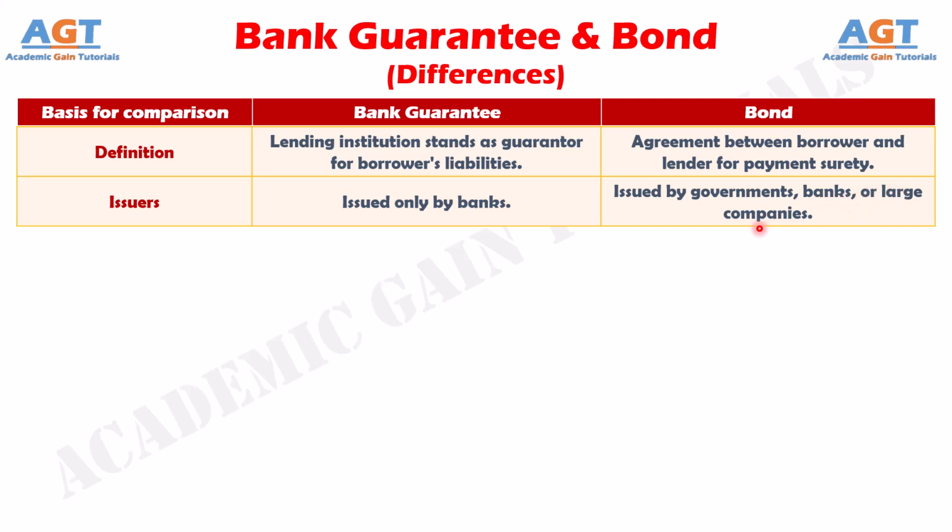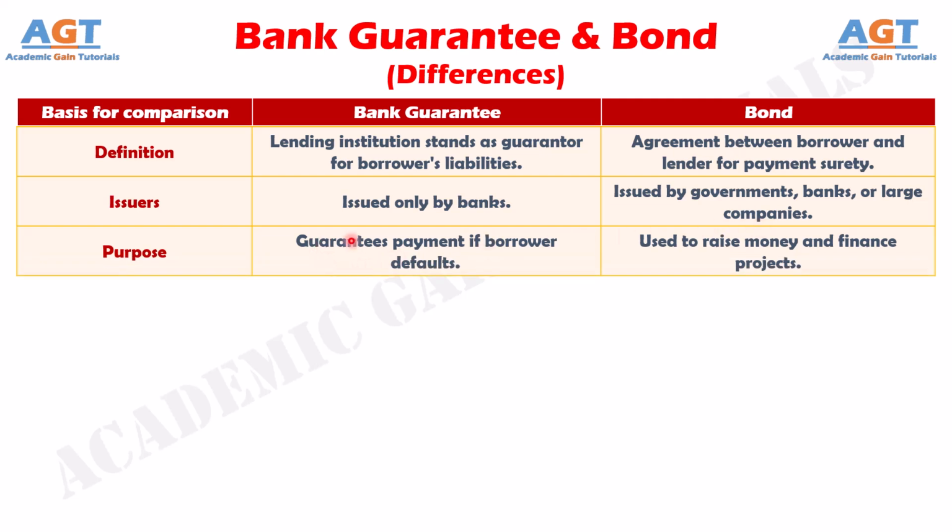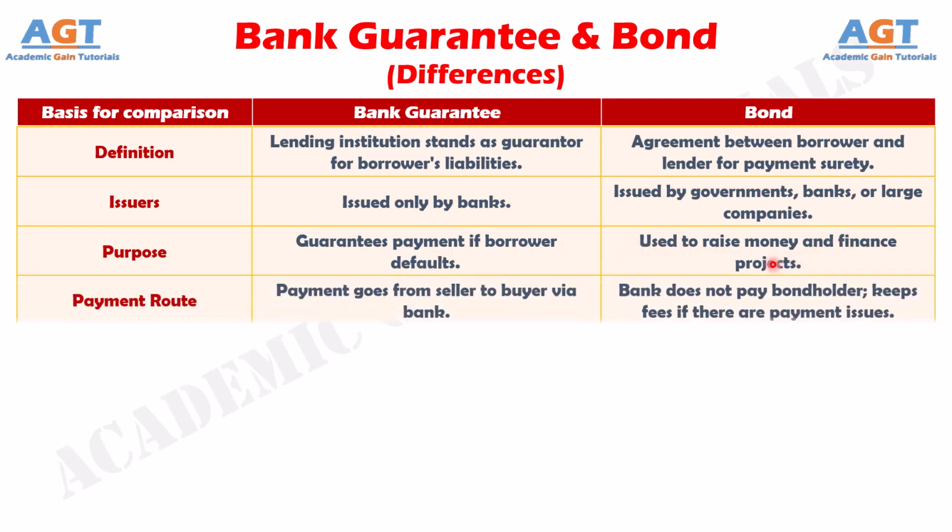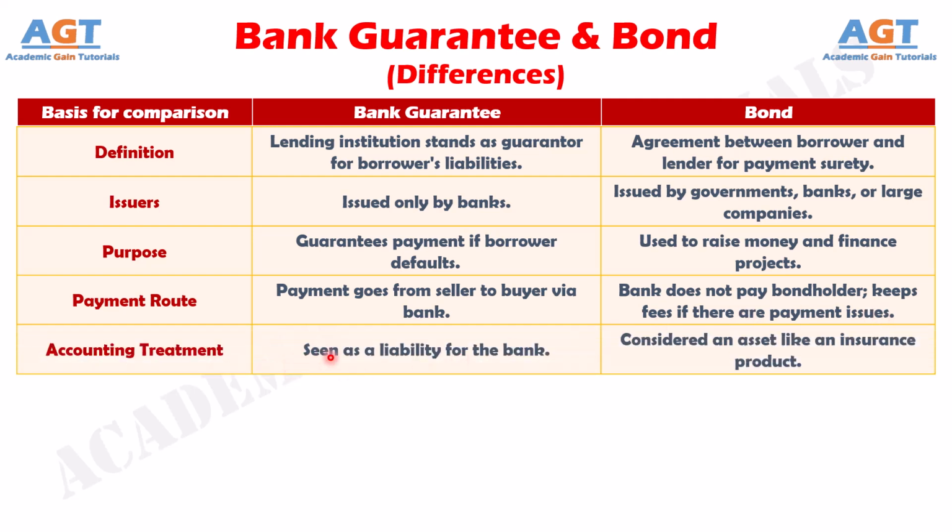Number 3. The purpose of a bank guarantee is to guarantee payment if the borrower defaults, whereas bonds are used to raise money and finance projects. Number 4. The payment for a bank guarantee goes from seller to buyer via the bank, whereas the bank does not have to pay the bondholder and can keep the fees if there are payment issues. Number 5. A bank guarantee is seen as a liability for the bank because it is an obligation that the bank has to pay, whereas a bond is considered an asset like an insurance product.